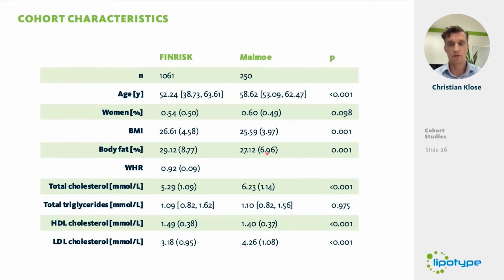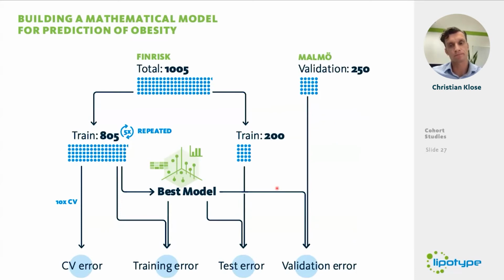We worked together with the universities of Lund in Sweden and Helsinki and used samples from the FINRISK cohort and the Malmö diet and cancer study. We analyzed about 1,250 blood plasma samples and used machine learning to build a mathematical model for the prediction of different obesity measures. We used the data from the FINRISK study to build the model by repeated cross-validation, as sketched here, and validated the resulting model against the Swedish Malmö cohort.